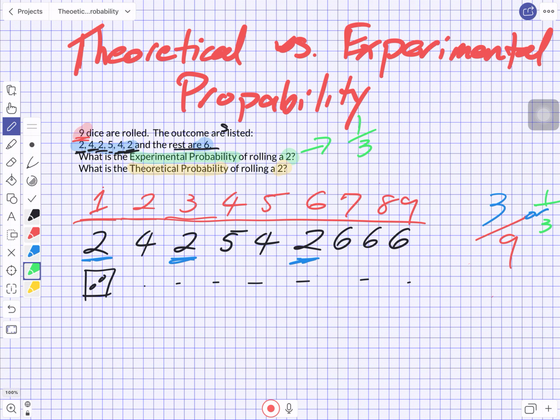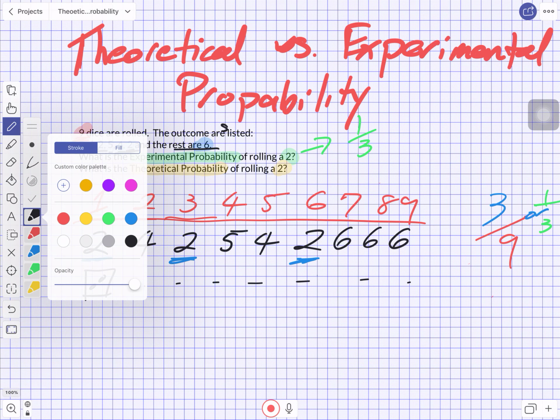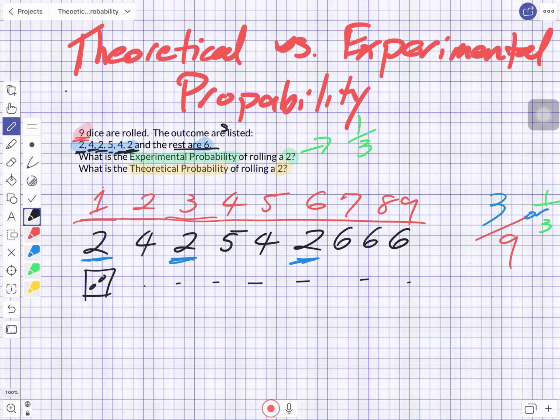Now, the theoretical probability is a little different. Theoretical probability has nothing to do with any of our experiment. It has everything to do with the device we're using. Because we're using dice in this situation, a die is a cube, and the number of faces of the die represent the numbers you can get. So you can have a 1, a 2, a 3. I'm going to open this up into a net, and that's where you take a 3-dimensional shape and lay out all of its faces.